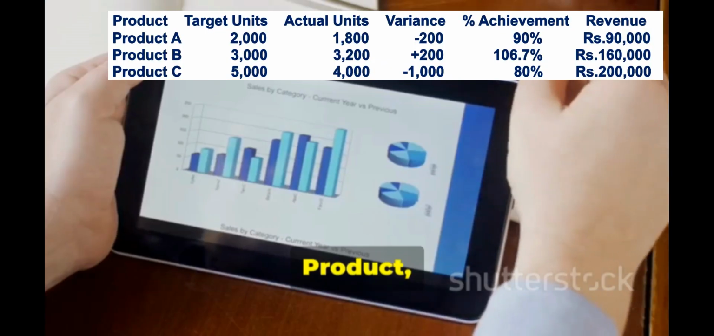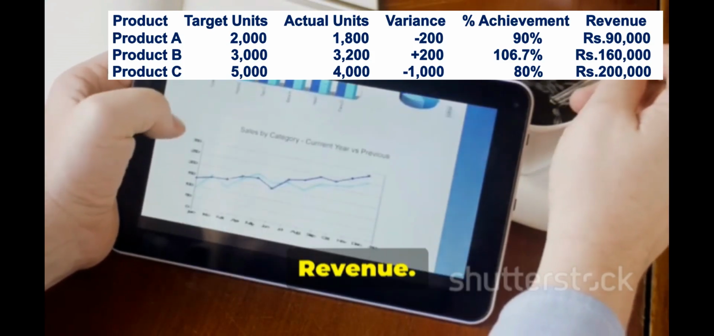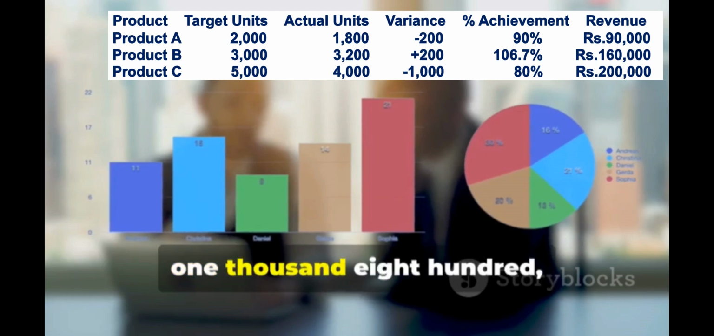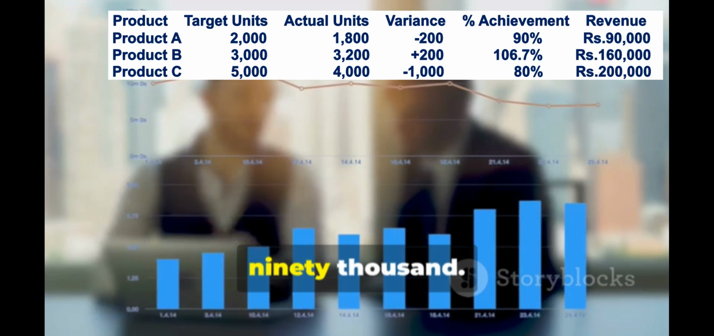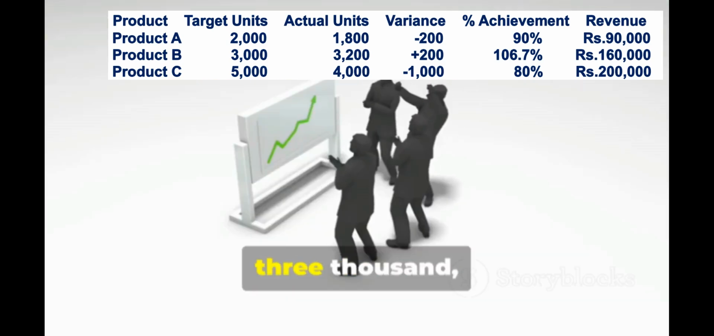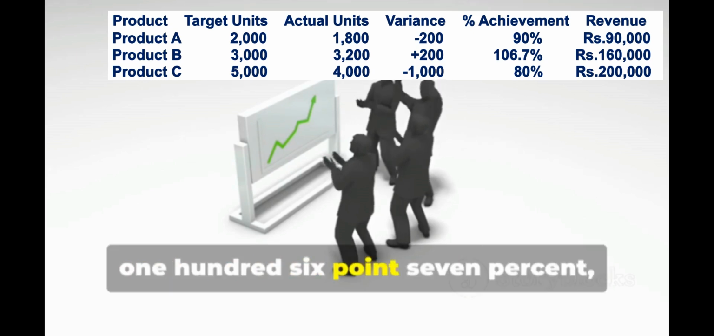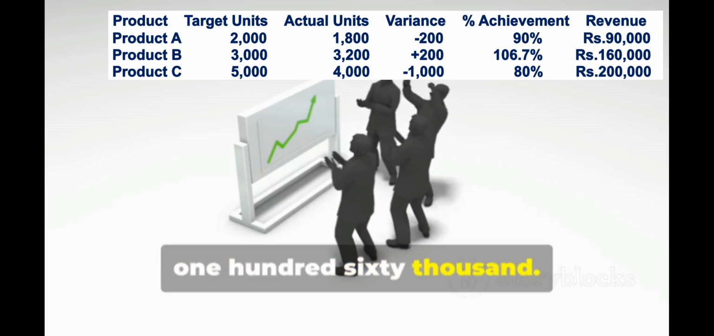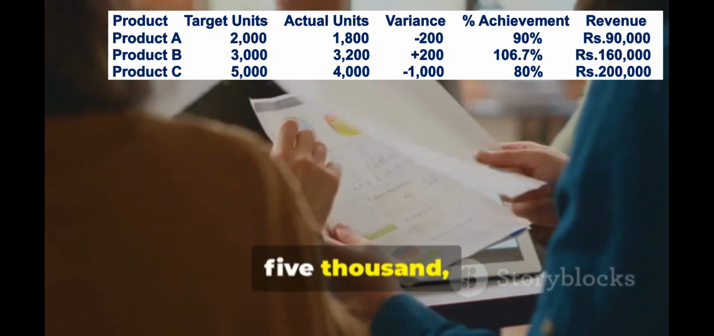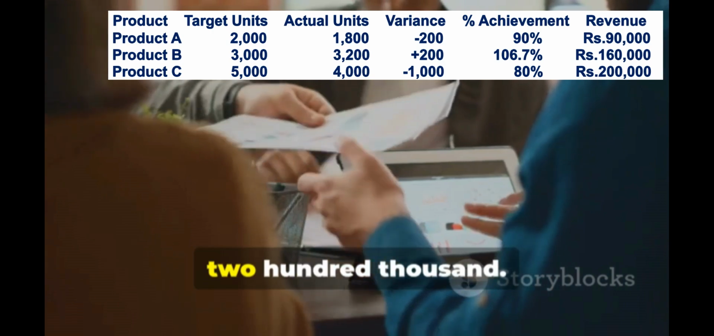Example 3, sales by product. Product, target units, actual units, variance, percentage achievement, revenue. Product A: 2,000, 1,800, minus 200, 90%, Rs 90,000. Product B: 3,000, 3,200, plus 200, 106.7%, Rs 160,000. Product C: 5,000, 4,000, minus 1,000, 80%, Rs 200,000.